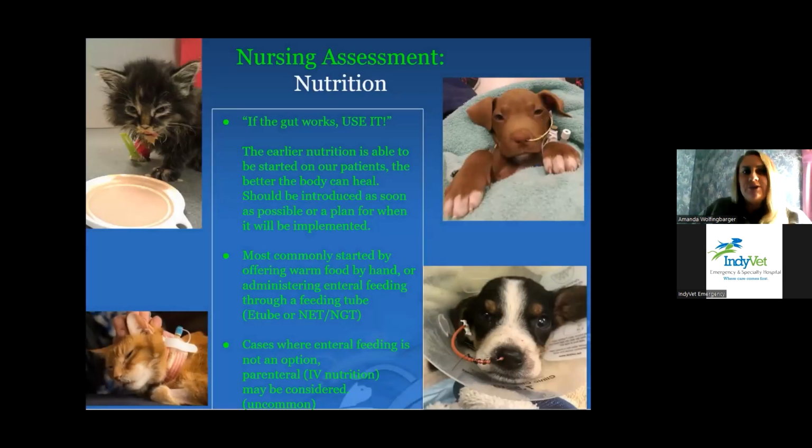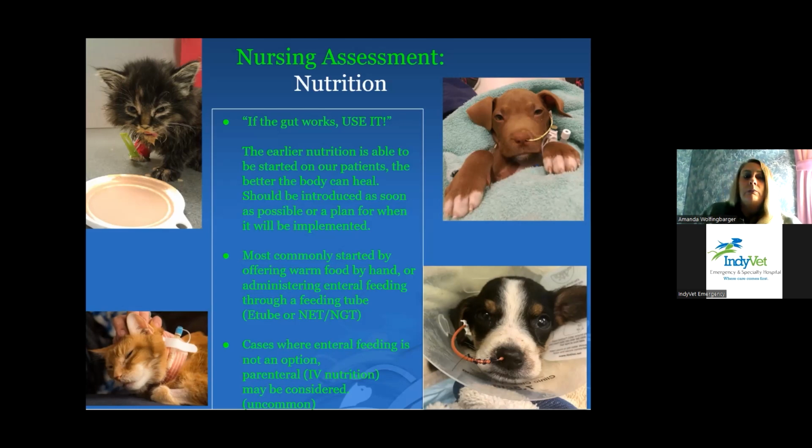So first up, nutrition. I'm sure we've heard this before, but if the gut works, use it. Basically, the earlier nutrition is able to be started on these kids, the better the body can heal. So we need to introduce food as soon as we're able to, or have a plan in their treatment plan for when we are going to start that.